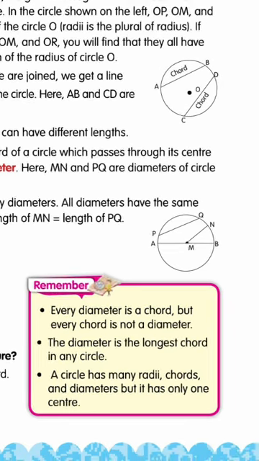The diameter is the longest chord of a circle. And number three, a circle has many radii, chords and diameters, but it has only one center. So these are the properties of a circle about diameter, chord and radii.